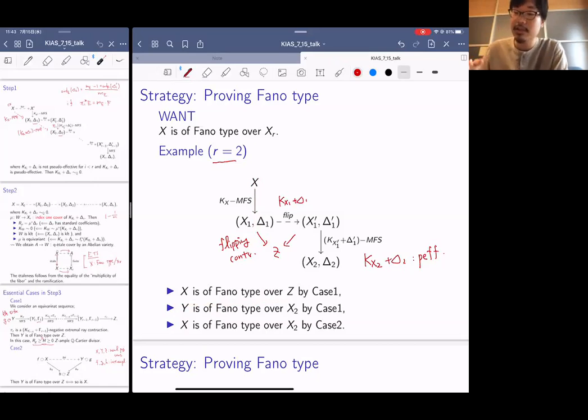So running a suitable MMP over Z, we obtain a birational map from X to Y and a divisorial contraction from Y to X1 prime. And in this case, delta 1 prime coincides with the divisor determined by multiplicities of fibers. So this sequence is also in case 1. So this Y is of Fano type over X1 prime by case 1.